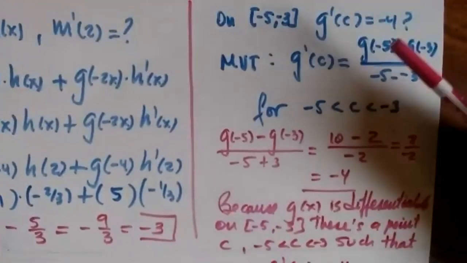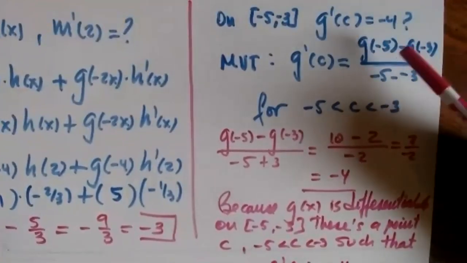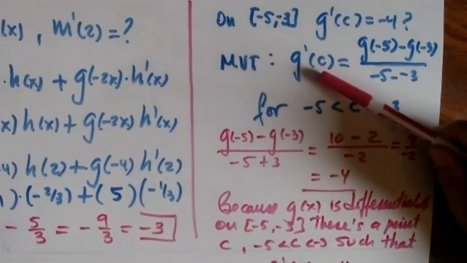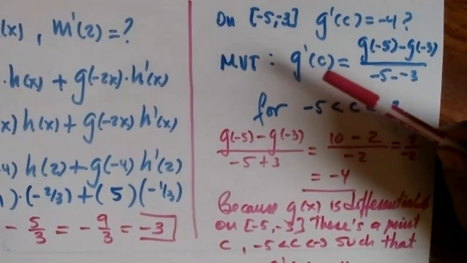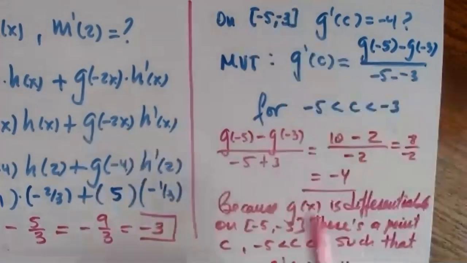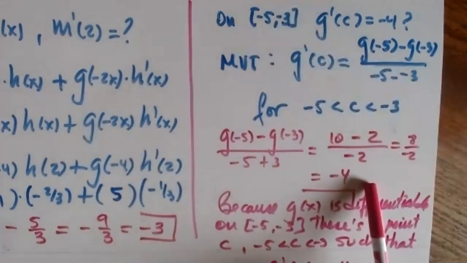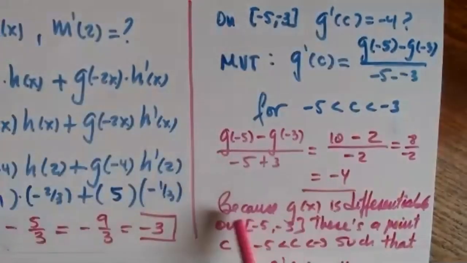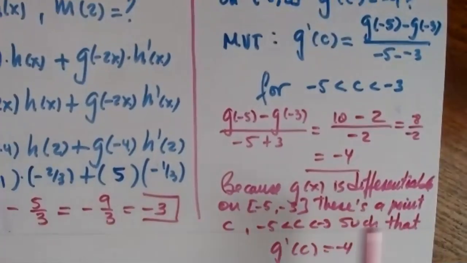This is the mean value theorem. The slope of the secant between negative 5 and negative 3 equals the value of the derivative at a point between them. Then we compute this slope. We find that it's negative 4. So it exactly matches g prime of c equals negative 4. Because g of x is differentiable on this interval, there is a point c between these two such that g prime of c is negative 4.